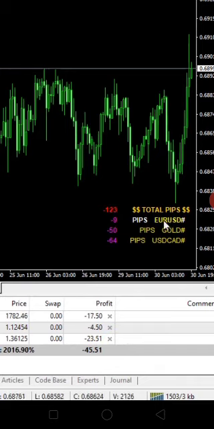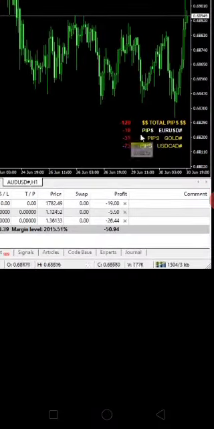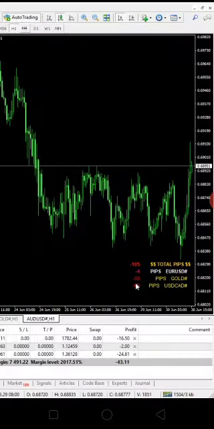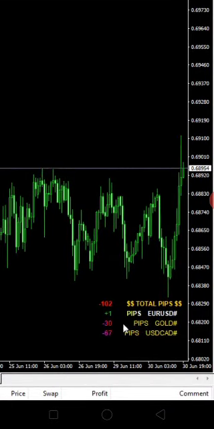In a similar way, check here Euro USD there is 9 pips loss going on. In gold there is 33 pips loss going on. USD CAD there is 67 pips loss going on.